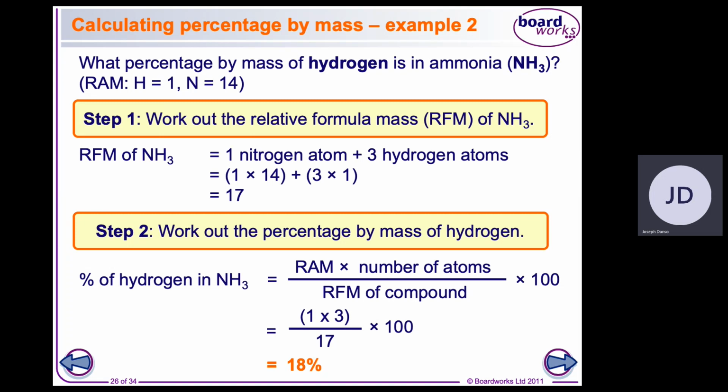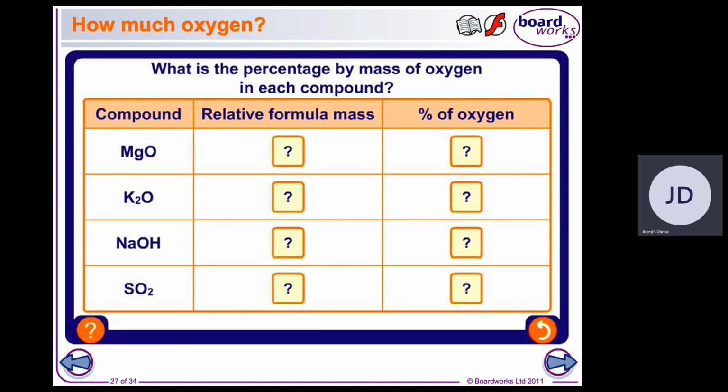So that's how we calculate percentage by mass. Put the values in the formula. Start by working out the relative formula mass, and then use that in the formula to calculate the percentage by mass. Let's have a go at this one.